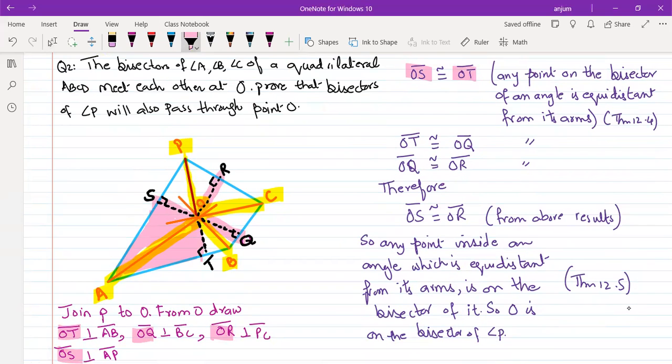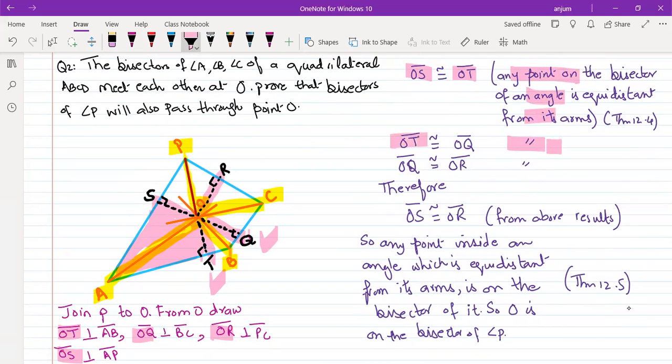Similarly, the same situation over here. OT is congruent to OQ, because OT and OQ are the distances from point O, and O is on the bisector of B, and any point on the bisector of an angle is equidistant from the arms of the angle. Here the angle is angle B, there is a point O, and it is equidistant from the arms. The same reason exists over here.